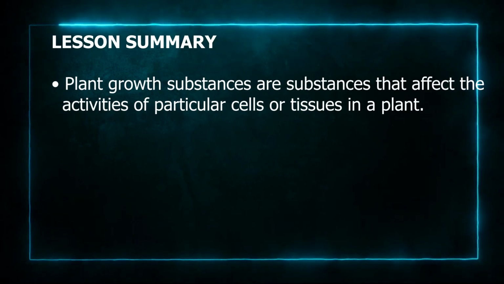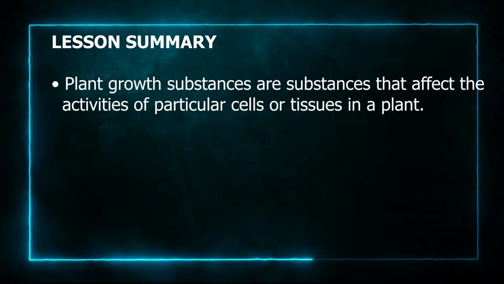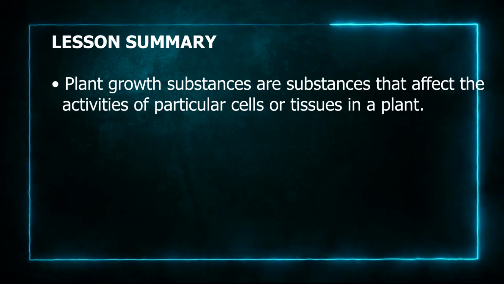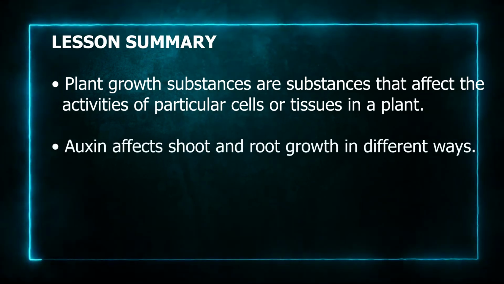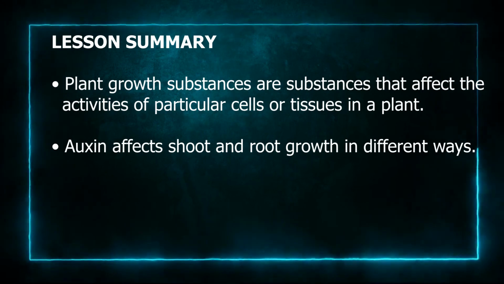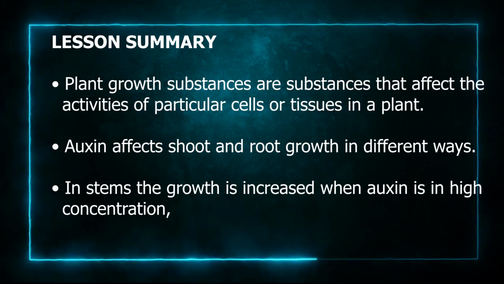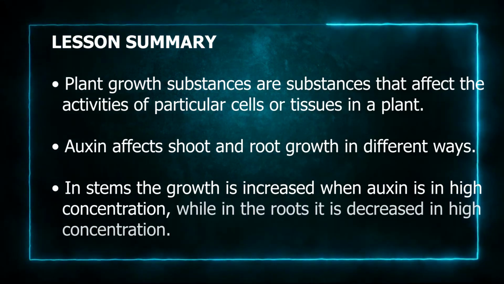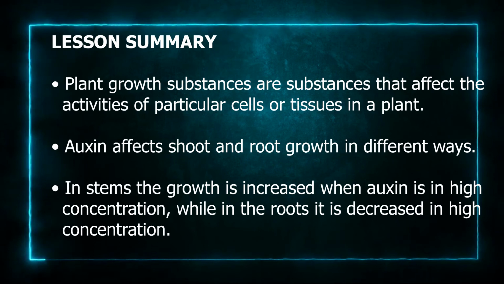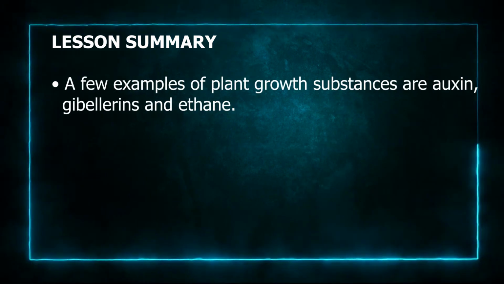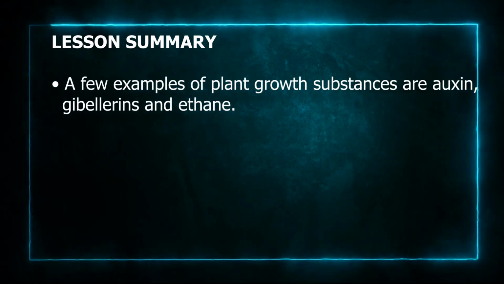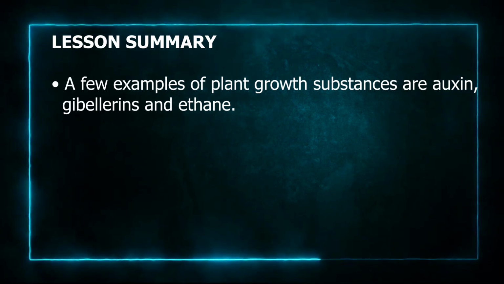Now that we have come to the end of today's lesson, let us look into what we learned about coordination in plants. Plant growth substances are substances that affect the activities of particular cells or tissues in a plant. Auxin affects shoots and roots growth in different ways. In stems, the growth is increased when auxin is in high concentration, while in the roots, it is decreased in high concentration. A few examples of plant growth substances are auxin, gibberellins, and ethene.